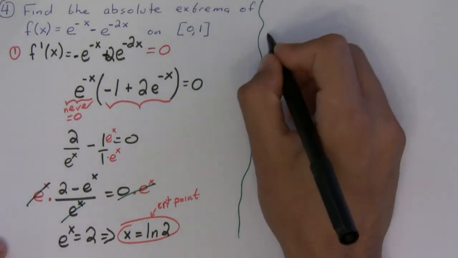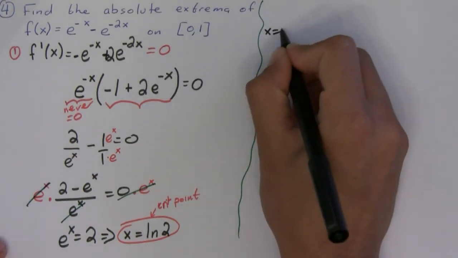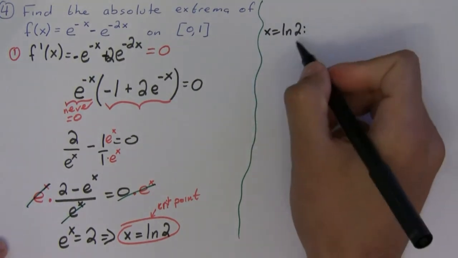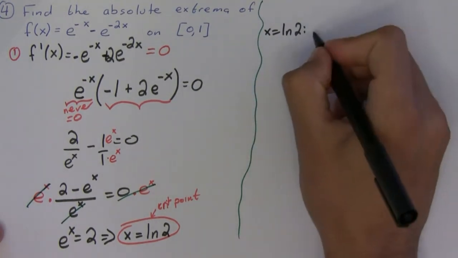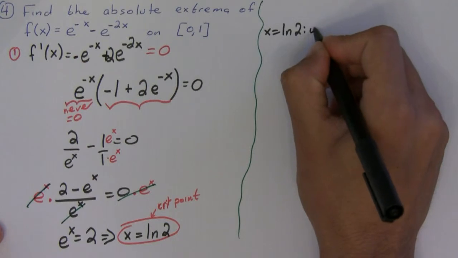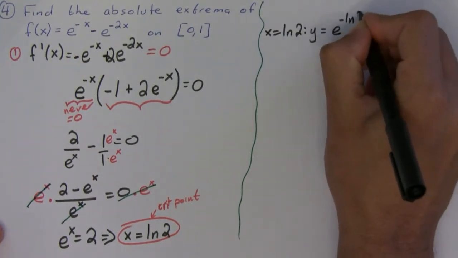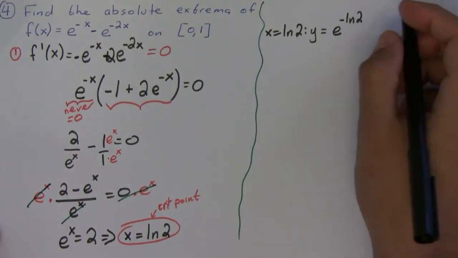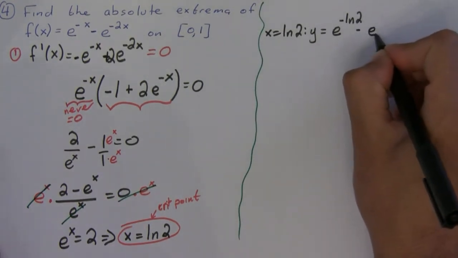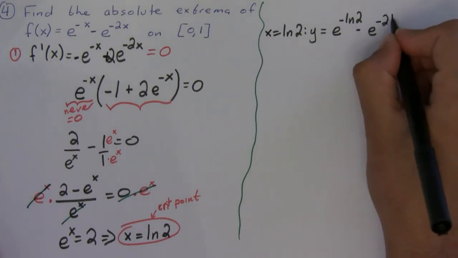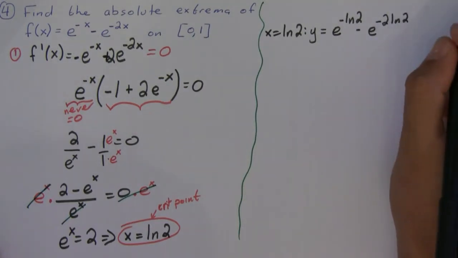So what we're going to have is a natural log of 2. So we're going to plug that in, so we're going to have that y is equal to e to the negative natural log of 2 minus e to the -2 natural log of 2.